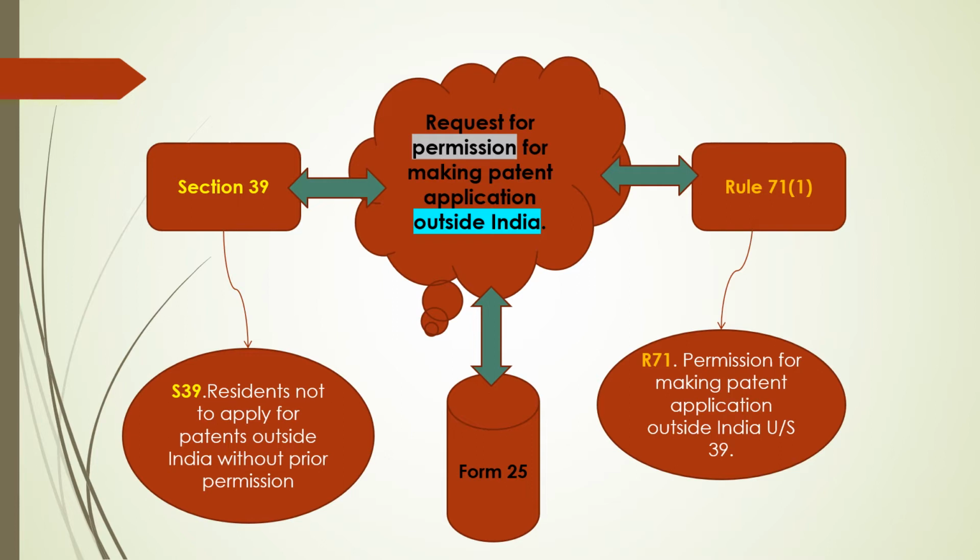And as it deals with section 39, we know, friends, section 39 somewhat comes under secrecy directions, that means related to secrecy directions. So just try to remember, and we know that rule 71 is related to section 39, that is the title itself says that title for rule 71 is permission for making patent application outside India under section 39. So just remember form 25, section 39, rule 71. Fine.